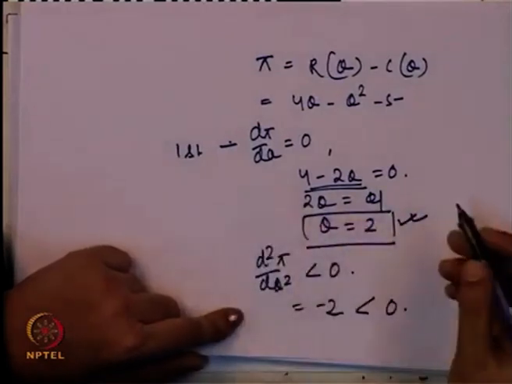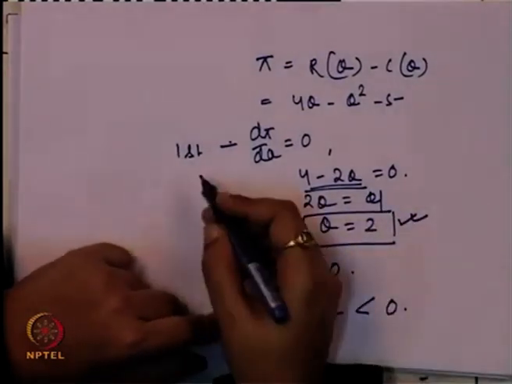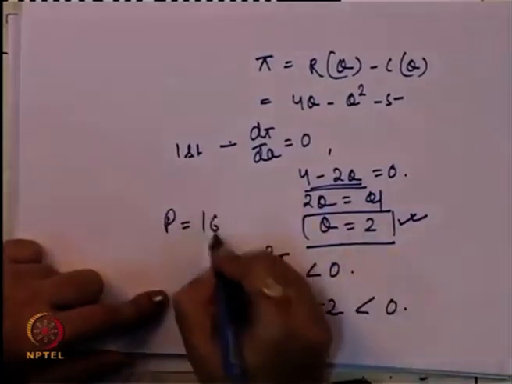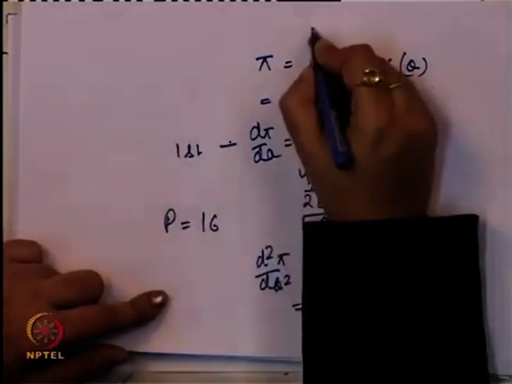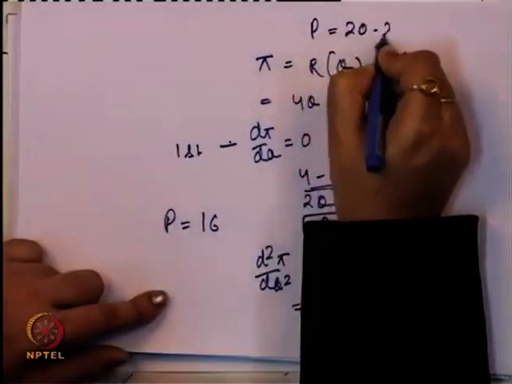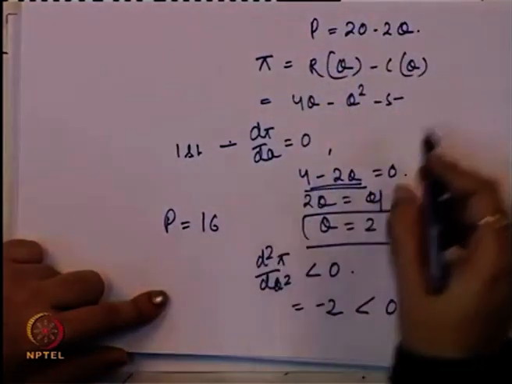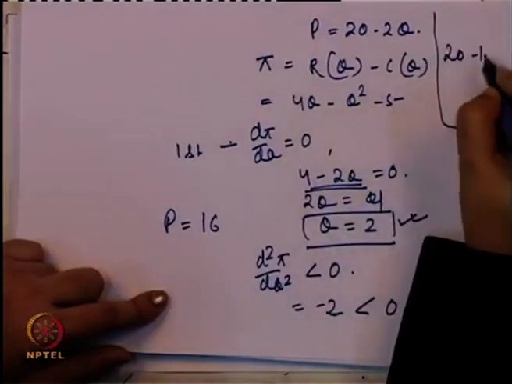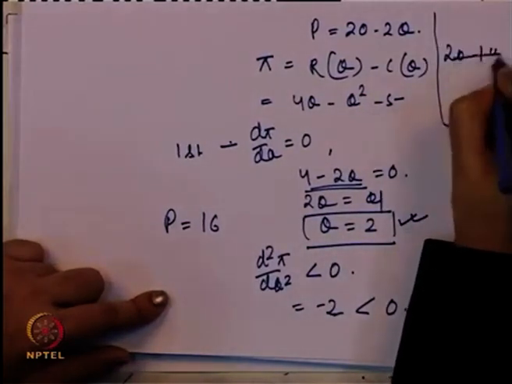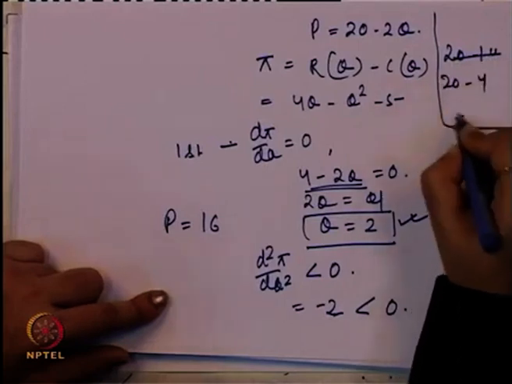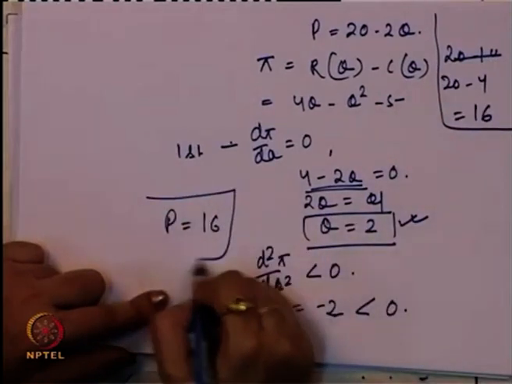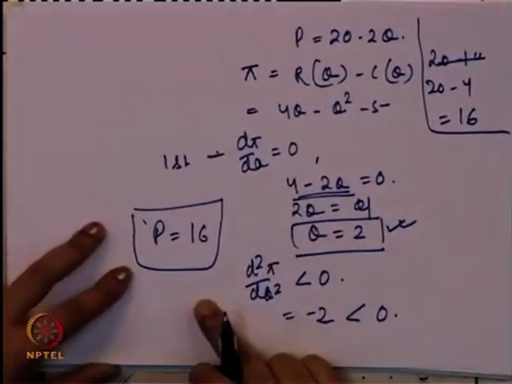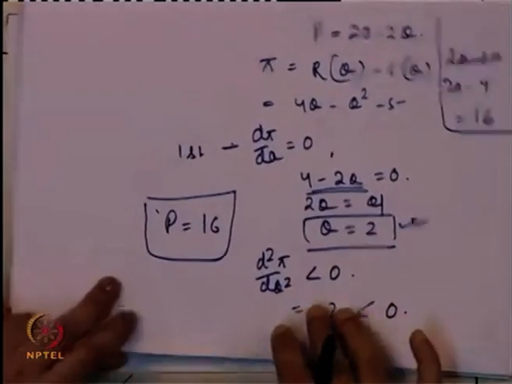Now we need to find out what P is, and to find P, we can put the value of Q in that equation: P is equal to 20 minus 2Q. That comes to 20 minus 4, which is equal to 16. So P is equal to 16. So 16 is the price which maximizes the profit in the market.